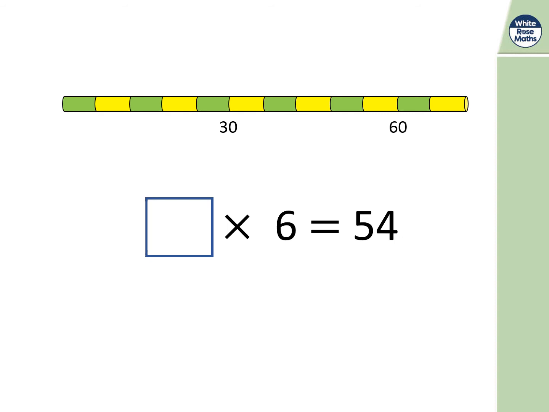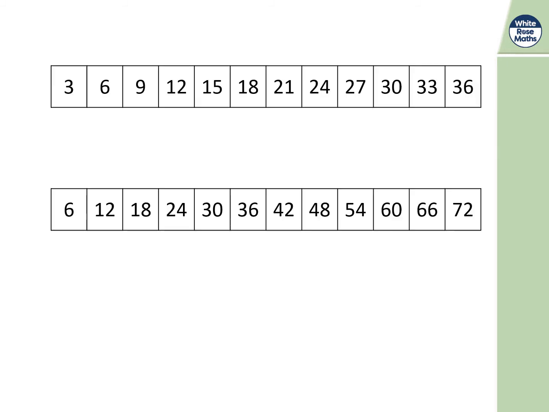Then you have to work out what times 6 equals 54. So counting up in 6s to 54, and you have to multiply by 9. As you can see, the track here is counting up in what? 3, 6, 9, 12, 15. That's going up in 3s, and the bottom is going up in 6s.